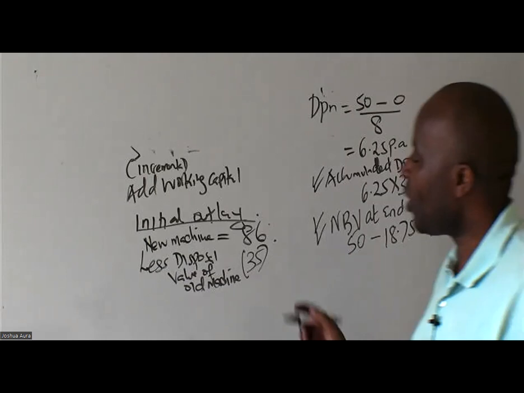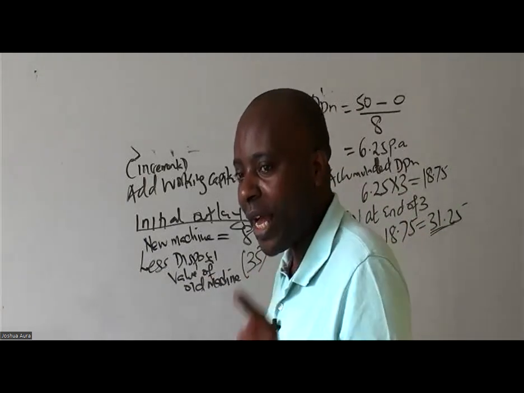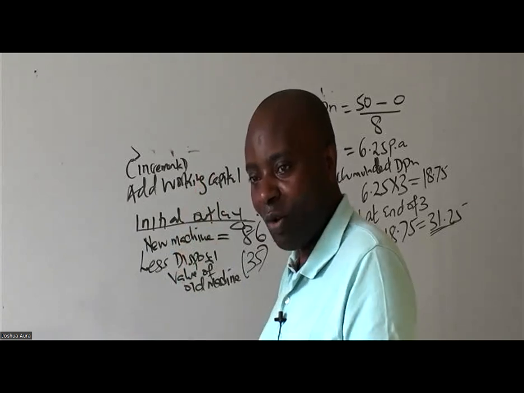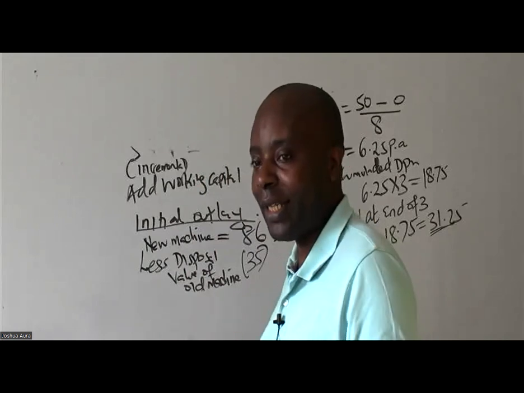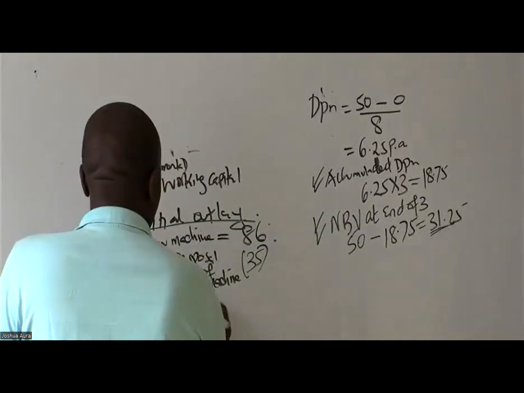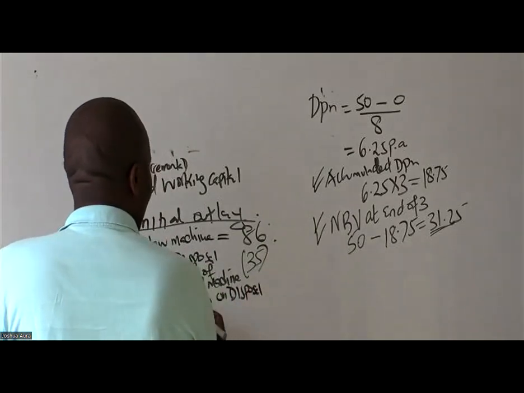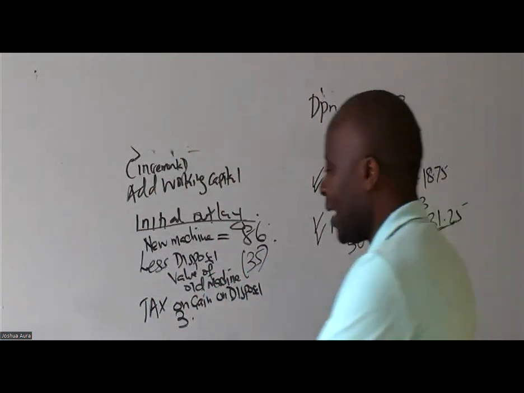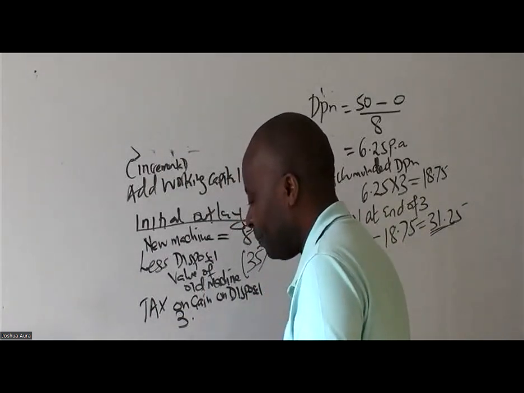Now, ladies and gentlemen, what will happen with this profit you have obtained there? What will happen is that you pay tax on it. You have sold the machine, you have made a profit. According to the assumption here, you must pay tax there and then. So there is a cash outlay, right? So give us the tax on gain on disposal. You gave me a gain of 3 point something.